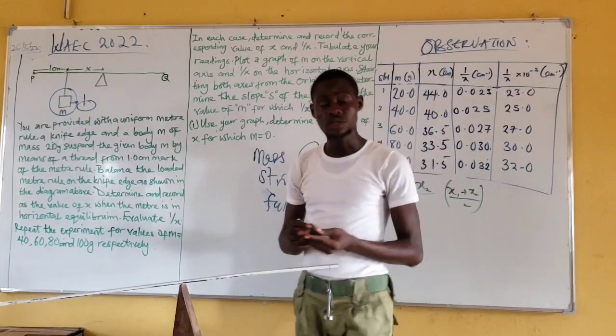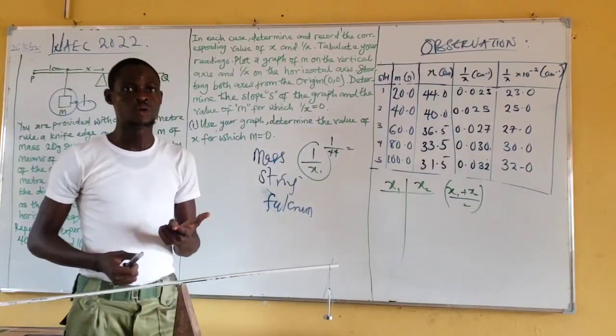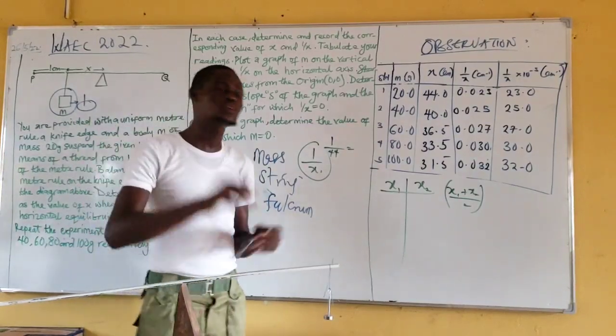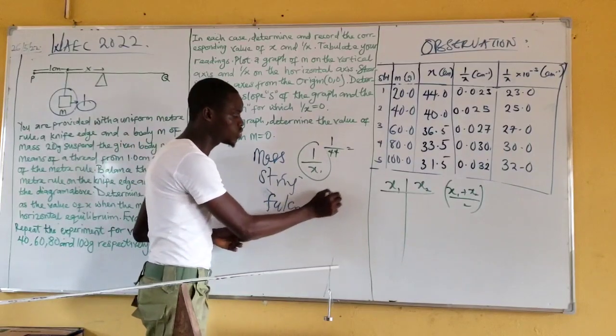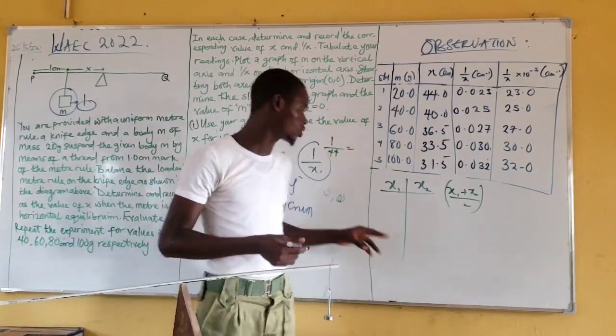Now, listen carefully. Sometimes you might not be given the origin of your graph, but you should know that if you want to plot a graph in physics, your graph must always start from the origin 0, 0. Every graph in physics must start with the same origin 0, 0.